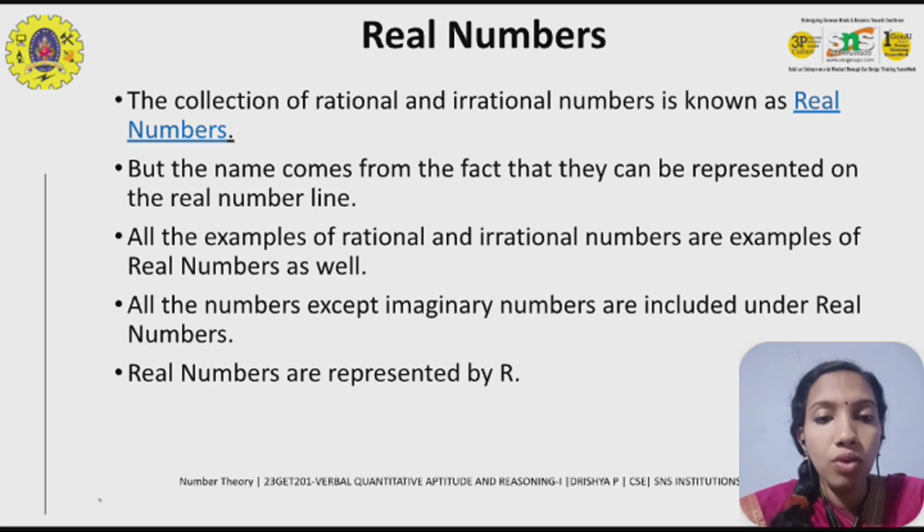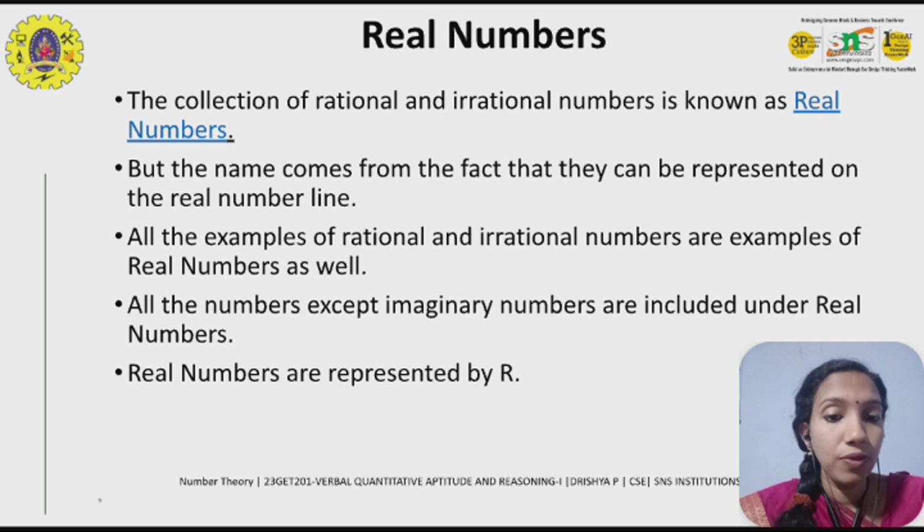The collection of rational and irrational numbers is known as real numbers. Every number, positive, negative, zero, can be represented on the real number line, and the name comes from the fact that they can be represented on the real number line. All the examples of rational and irrational numbers are examples of real numbers as well, all the numbers except imaginary numbers.